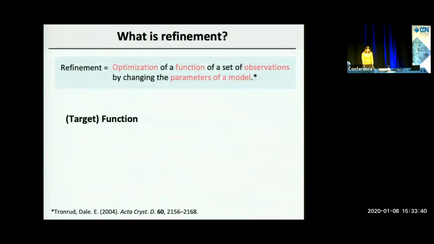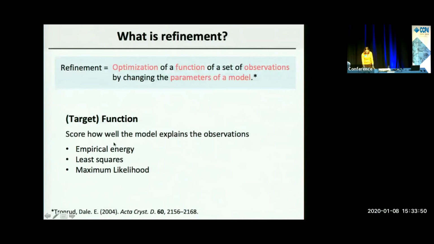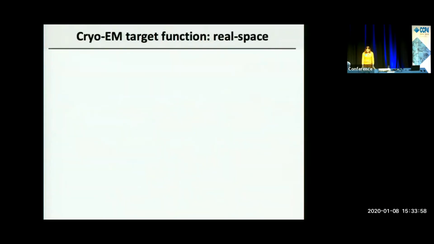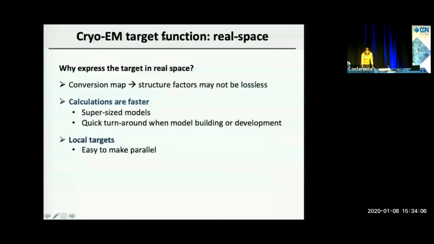Okay, so the third component now for refinement, that's the target function. The target function will score how well the model explains the observations. And to do this, we can use least squares or maximum likelihood, or maybe other methods. And again, I want to discuss why it is very useful to have a cryo-EM target function in real space.